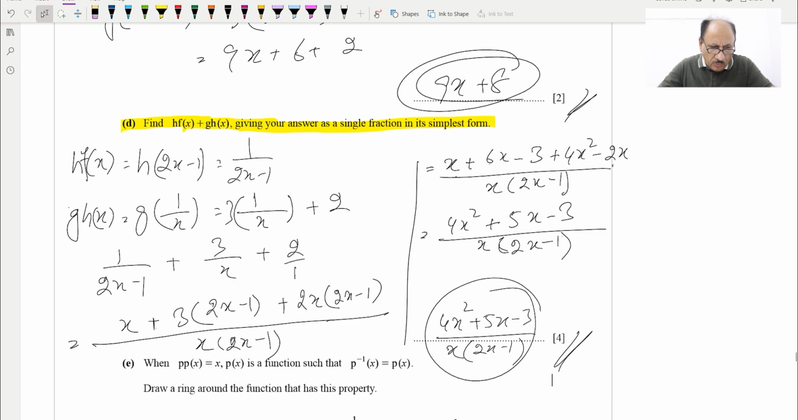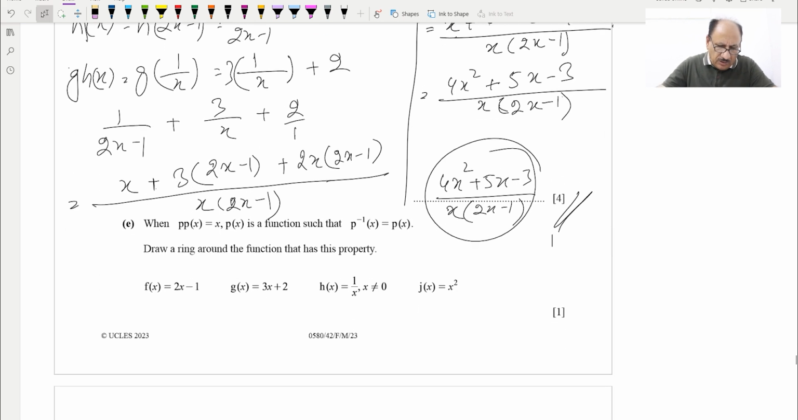Hopefully you understand this. Now they are saying p of x is a function such that p inverse of x is equal to p of x. Draw a ring around the function that has this property. Like the function and its inverse should be equal.